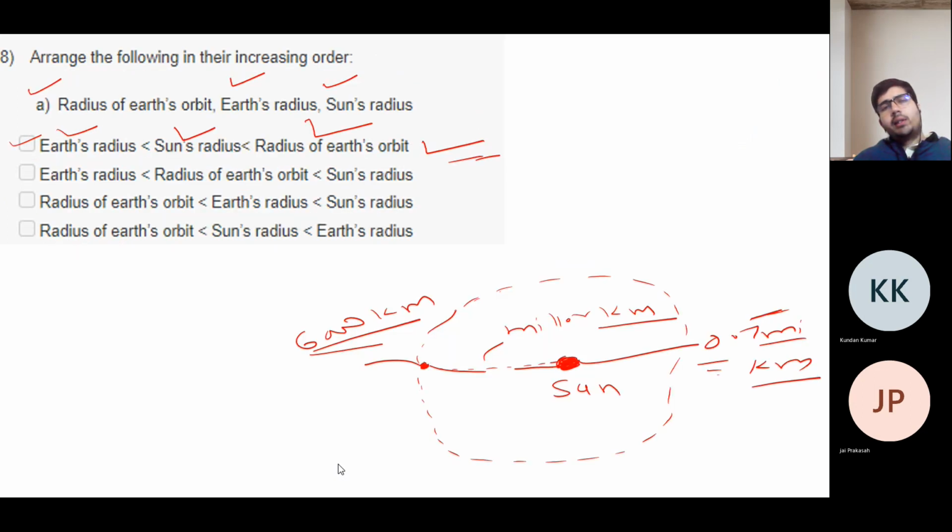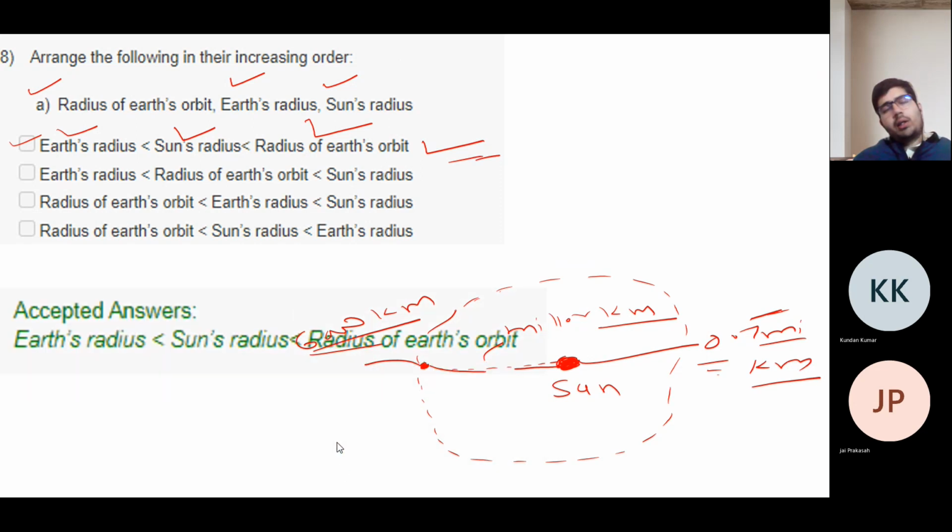So arrange the following in their increasing order. We have seen that the orbit of the Earth's rotation has the maximum radius, in millions. After that, the radius of the sun is around 0.7 million kilometers, and then the radius of the Earth, which is only around 6200-something kilometers. So in increasing order, the correct answer will be Earth's radius, then the sun's radius, then the radius of the Earth's orbit.